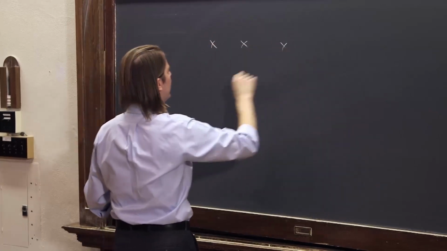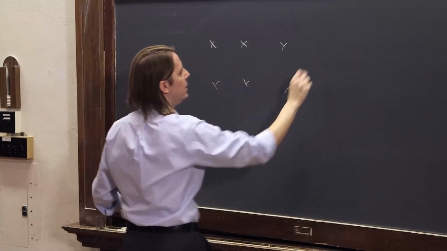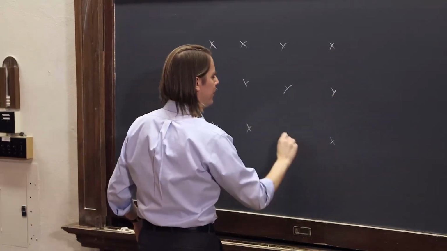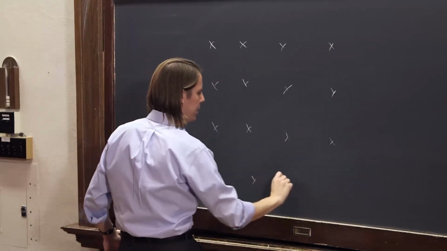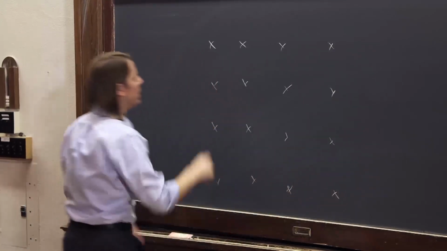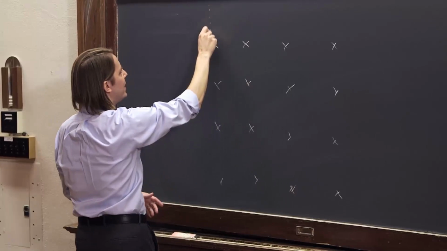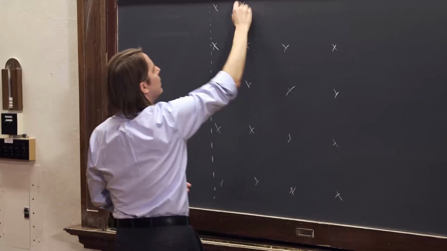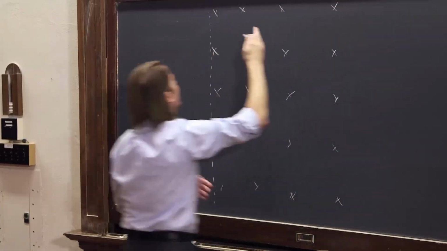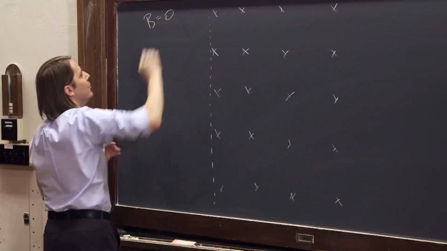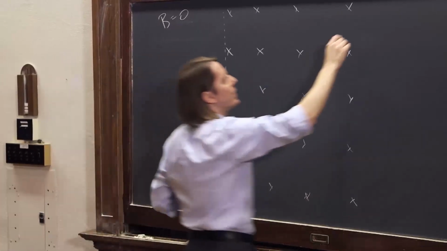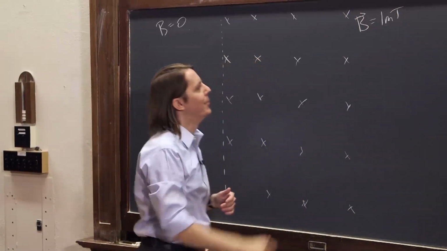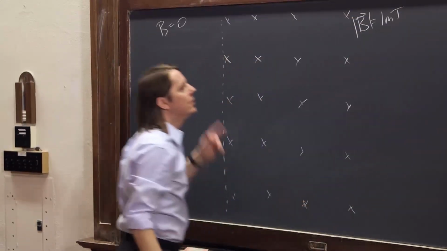Remember how we always draw a field into the board like this. But the uniform field does not exist everywhere. It's only to this side, say, of this dashed line. So on a plane to the right, you've got a magnetic field pointing into the board. And to the left, the magnetic field is 0. Here, we're going to give it a value of 1 millitesla. The magnitude is 1 millitesla. Here, the magnitude is 0.